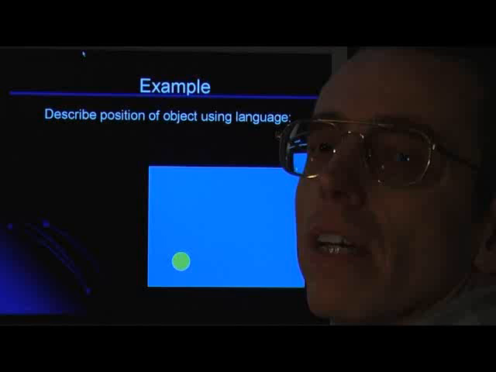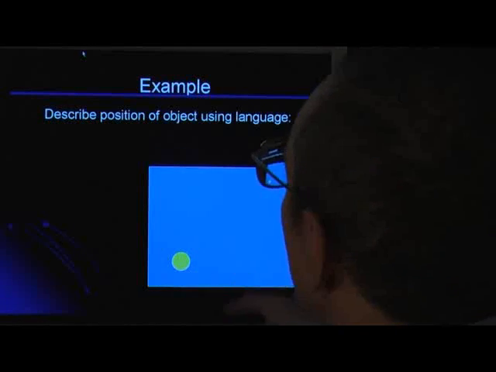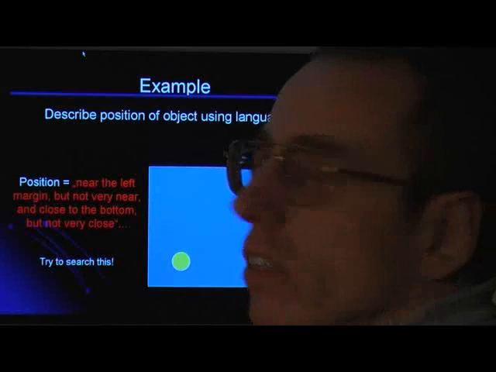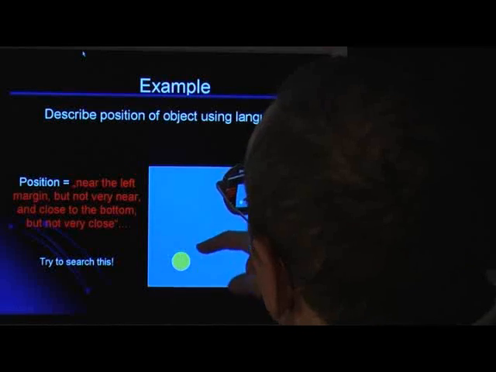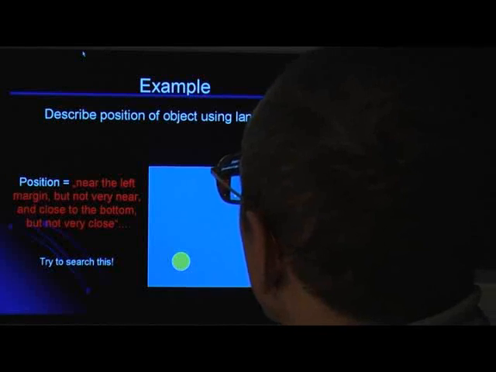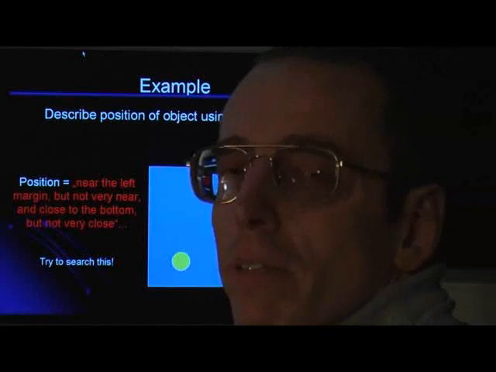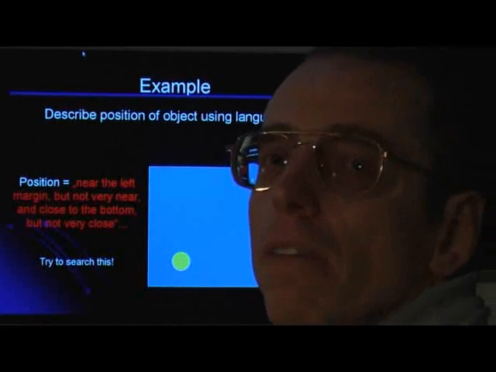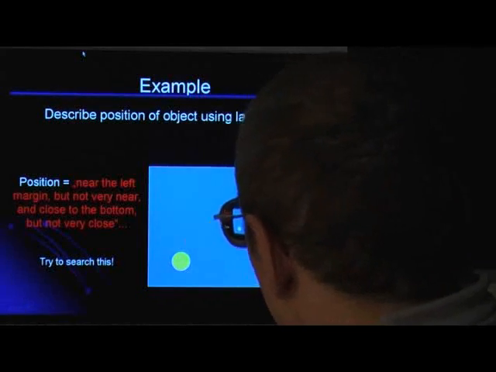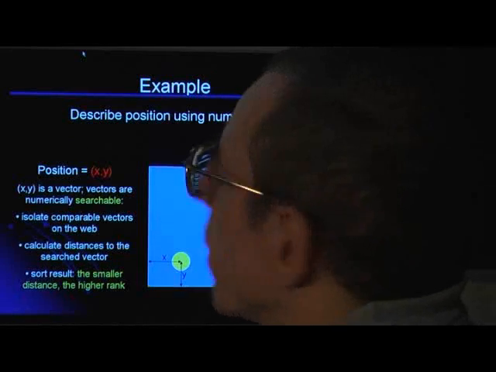Now, try to explain the position of this point using conventional language. You may use a formulation like this. The point is near to the left margin, but not very near, and it's close to the bottom, but not very close. And of course, this is not a precise description, and because the description is not precise, you cannot make a precise search. To make this, you need a more direct way.